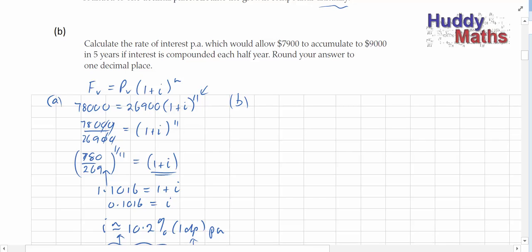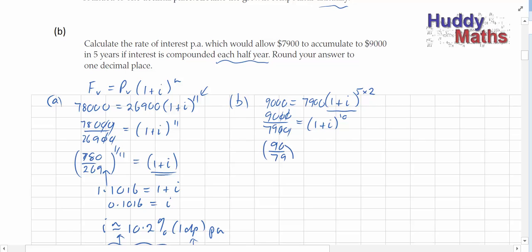So part B is 7,900 accumulating to 9,000. So the future value is 9,000. The present value 7,900. 1 plus I will be, hang on, a half yearly rate. So this is 5 years done twice a year. Okay, so again, dividing 9,000 by 7,900 to isolate this term, 1 plus I to the 10th, and then let's get rid of the zeros, so 90 over 79 to the 1/10th root will give us 1 plus I. Okay, if you do that on the calculator, you get 1.01312. Lots of decimal places allow for rounding. So you take away the 1 from both sides.